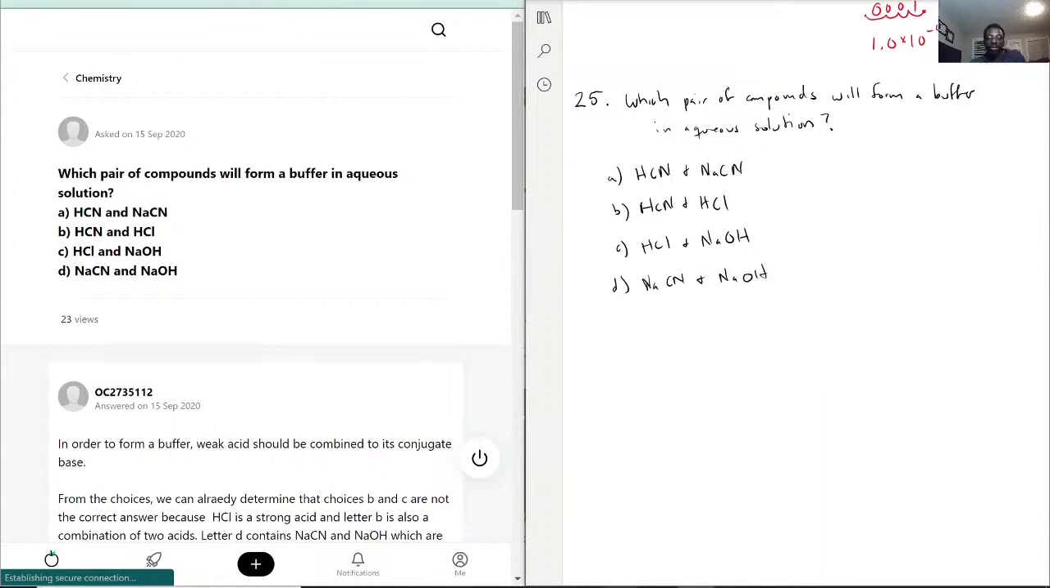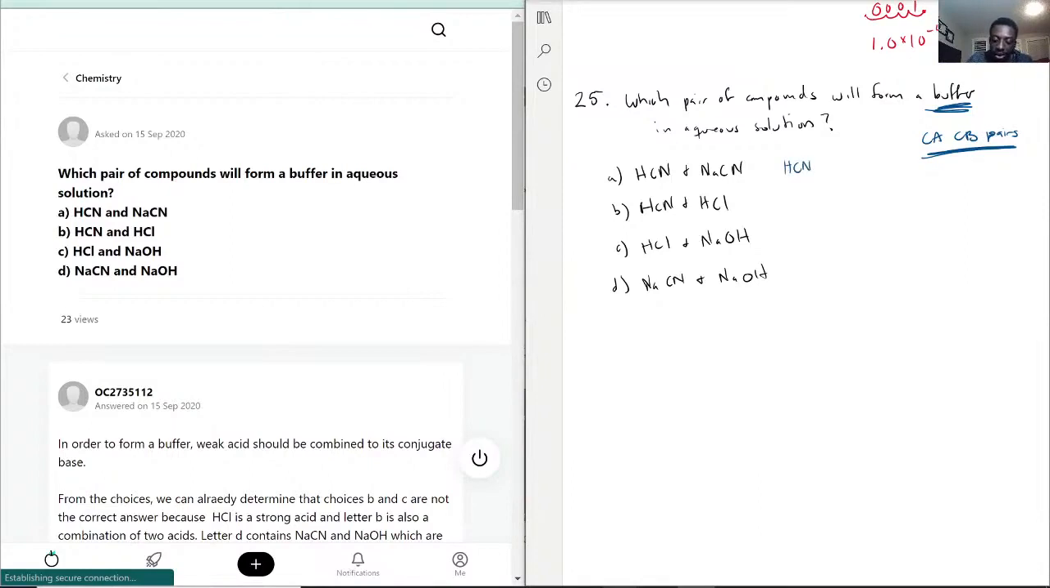Okay, so as you remember, buffers are made from conjugate acid and conjugate base pairs. So if we assume that and go through this question, we want to make sure we grab a conjugate acid, conjugate base. So with that, we have HCN.